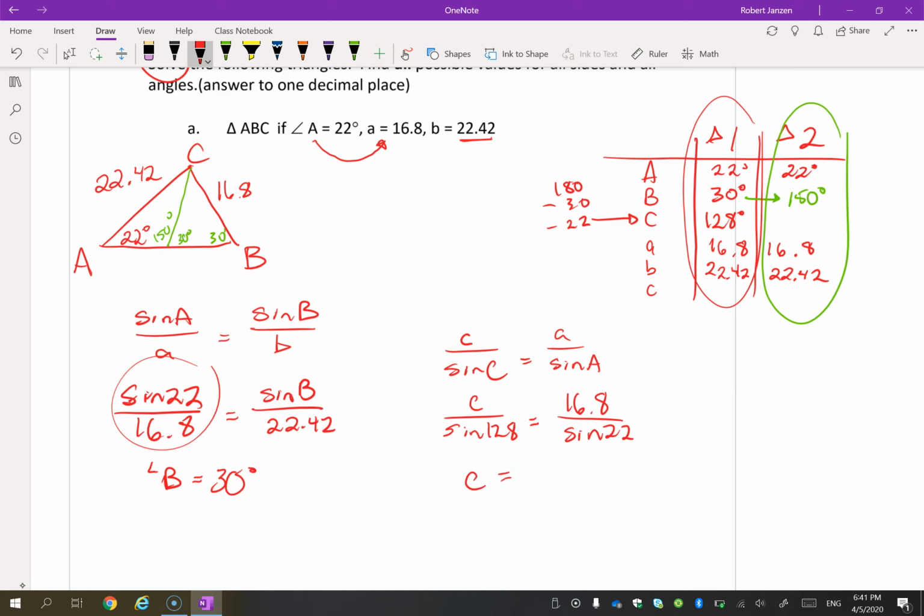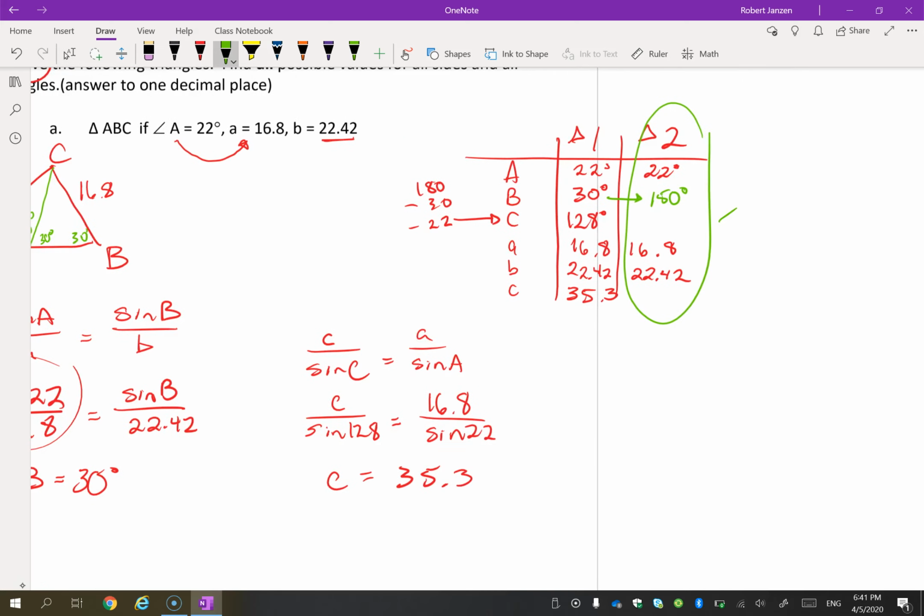Again, if we cross multiply and solve, we're going to get a side that is 35, oops, not 35 degrees, 35.3. So we'll put that here, 35.3. Now let's do the second triangle.